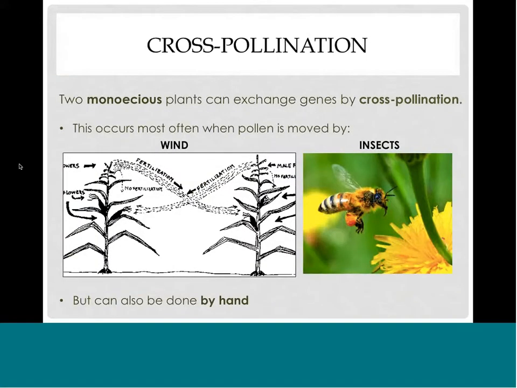Now, one sort of exception to sexual reproduction with monoecious plants is that cross-pollination can occur. In nature, this occurs most often when pollen is moved by wind or by insects. But it can also be done by hand, and is in some cases if, for example, bees are not available in an apple orchard or something like that. So this increases the potential.